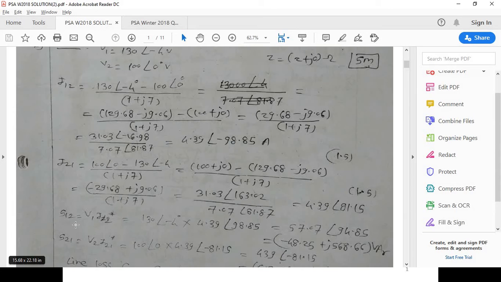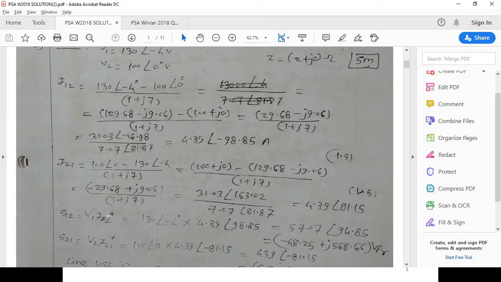Now we'll calculate the complex power which will flow from source 1 to source 2, and it is represented by S12. Here S represents complex power and 12 represents that it is flowing from source 1 to source 2. So it will be equal to V1 into I12 star. Here V1 is the voltage and I12 is the current flowing from source 1 to source 2. But we have the idea that complex power is nothing but the multiplication of the voltage and the complex conjugate of current. So it will be the multiplication of V1 into I12 star.